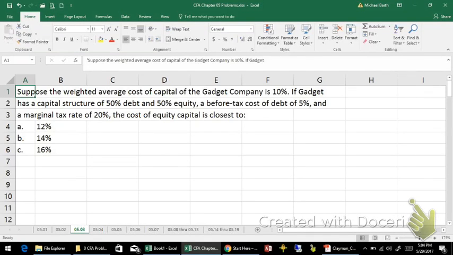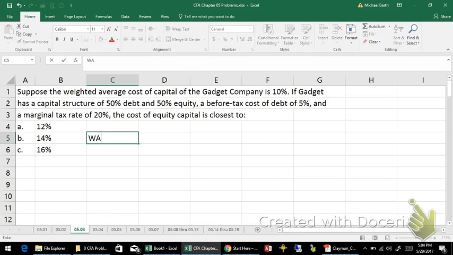This is end of chapter problem 3 from chapter 5 of the CFA Institute's textbook, Corporate Finance, A Practical Approach, 2nd edition. In this problem, you're asked to solve for the cost of equity capital given this other information. Well, we're told that the weighted average cost of capital is 10%. That's given in the problem.